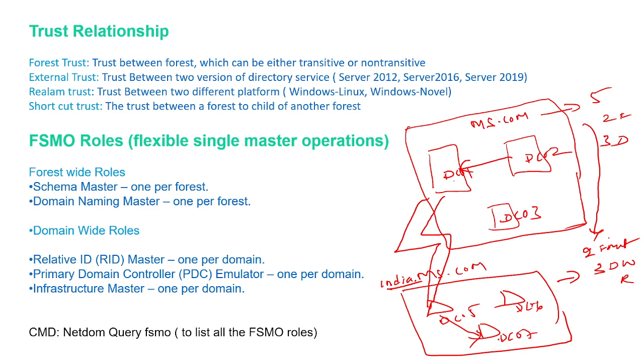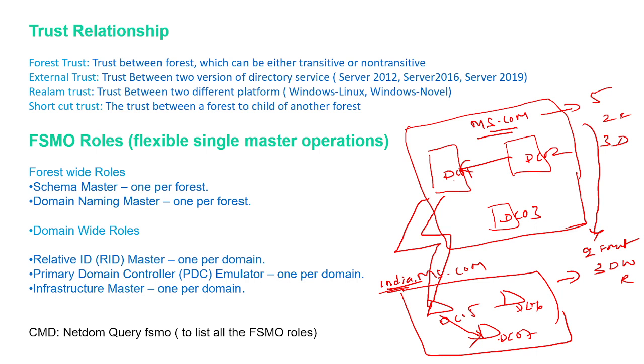And if you look here, microsoft.com is your root forest. I mean, the forest name is microsoft.com, but the child is india.microsoft.com. That is why it is just inheriting, or just using, the forest wide roles for the child domain. Okay, and there are 3 domain wide roles.